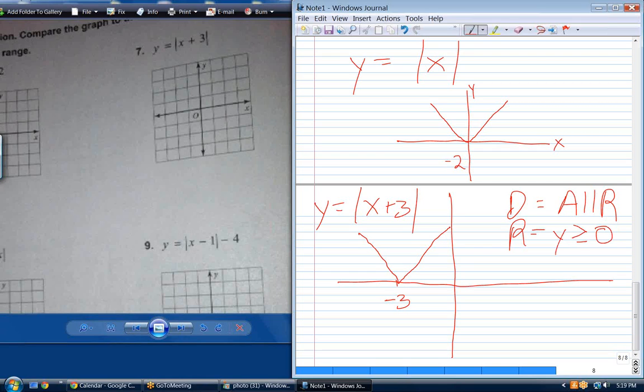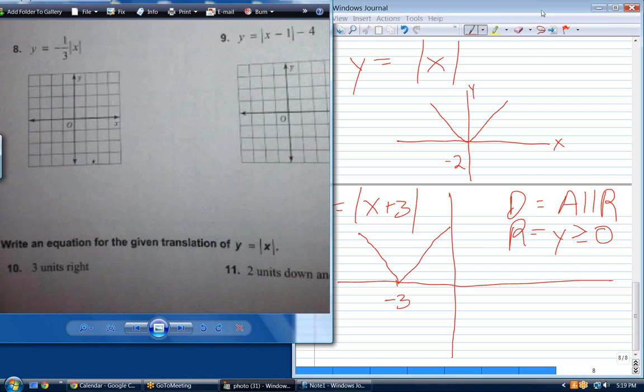So now I think you're getting the hang of what you need to do to solve these. You need to figure out what's going on. Is it a vertical stretch or shift? Is it a horizontal stretch or shift? Graph it, and then read the domain and range off the graph. As long as you do it in that order, you'll be fine.